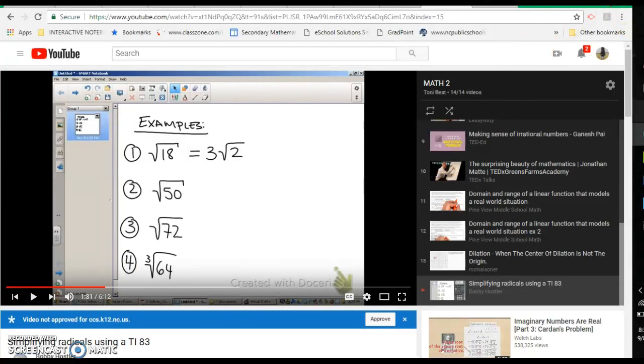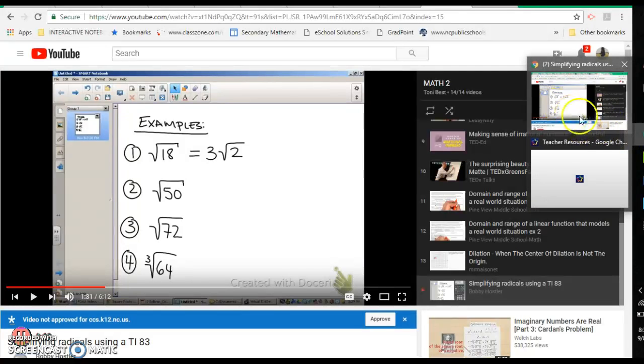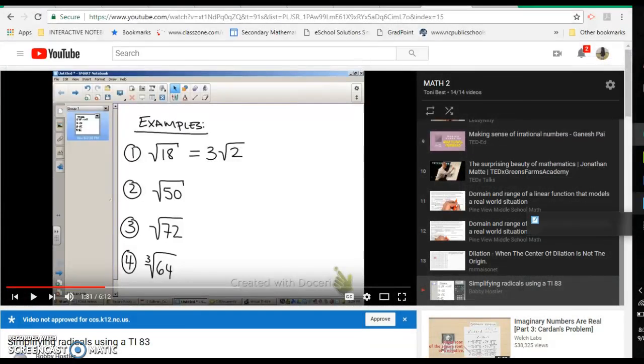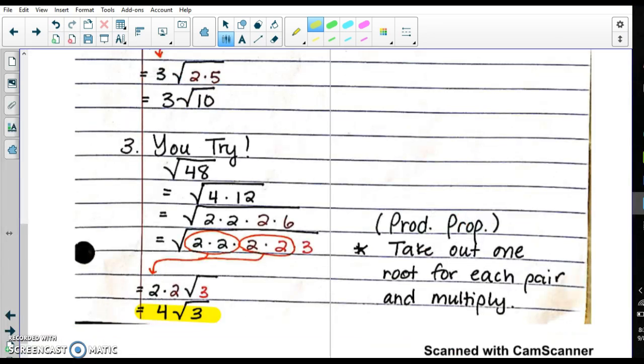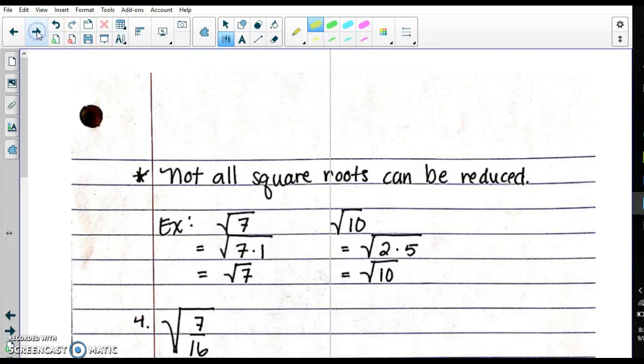All right, so you guys just saw him walk through that process of simplifying with the calculator. I also gave you a little printout that you can follow if you like to do the calculator method. It says simplifying radicals with the calculator, so you are more than welcome to use that method.